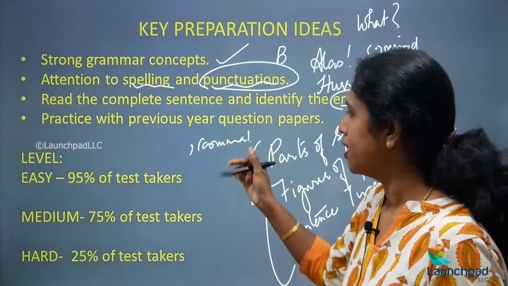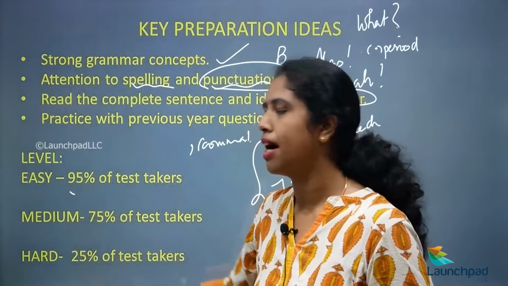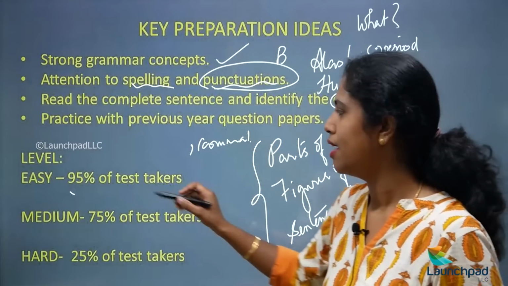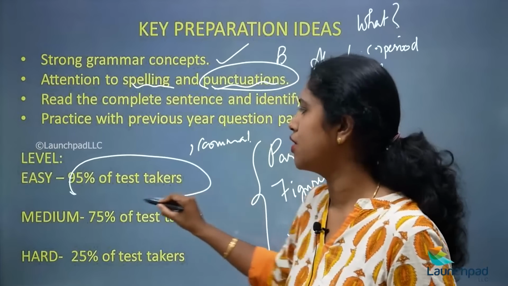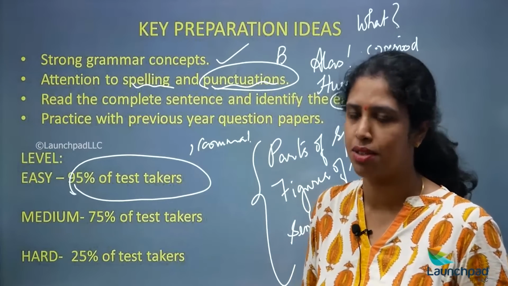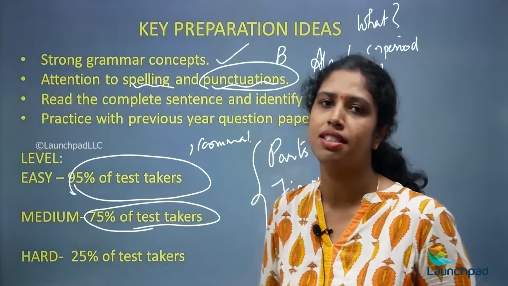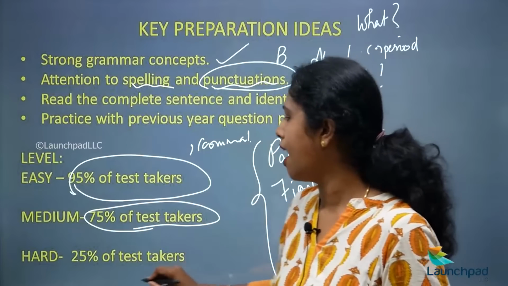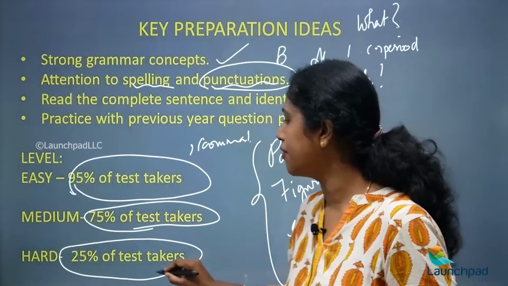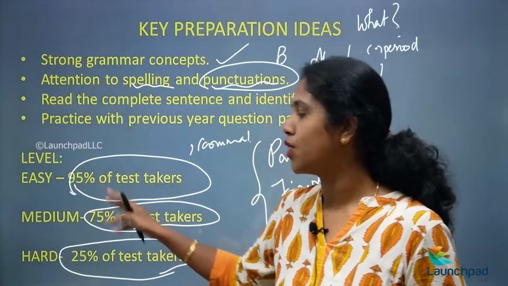All right, now the level here: easy, medium, hard, 3 categories of level are there, where 95% of the test takers will be able to answer the easy question papers, whereas medium concentrates on 75% of test takers, and hard is only for 25% of the test takers. So we have to analyze.